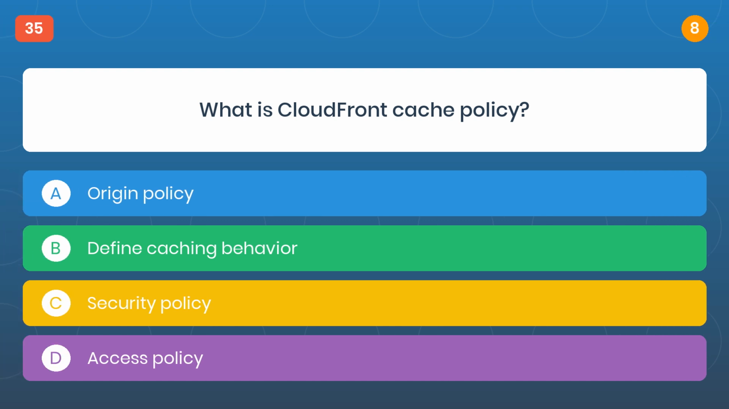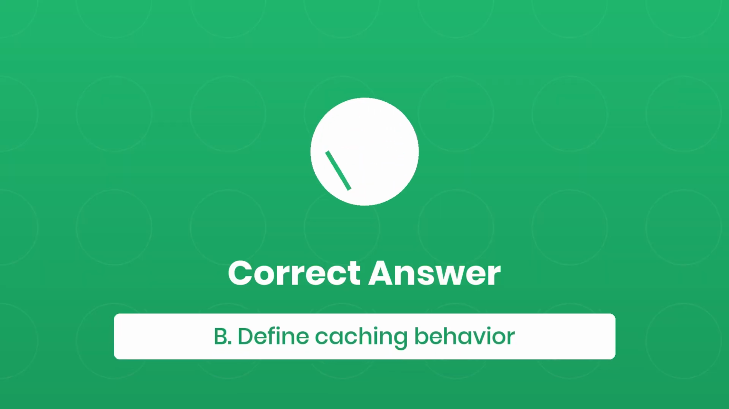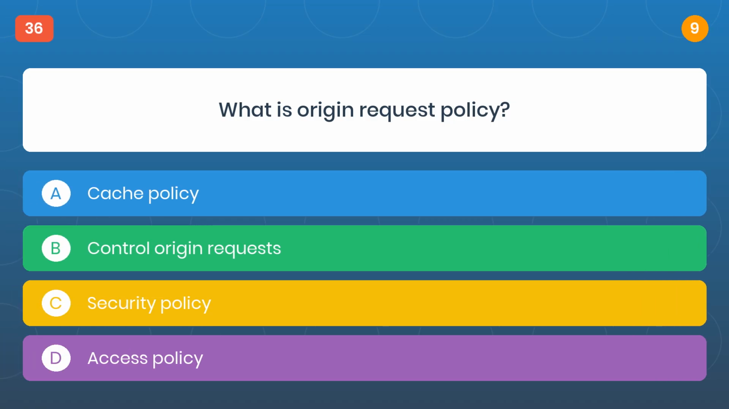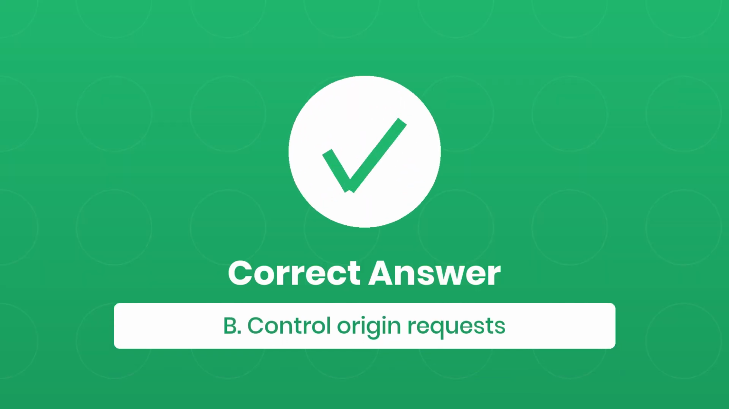Question 35. What is CloudFront cache policy? The correct answer is B, define caching behavior. Question 36. What is origin request policy? The correct answer is B, control origin requests.